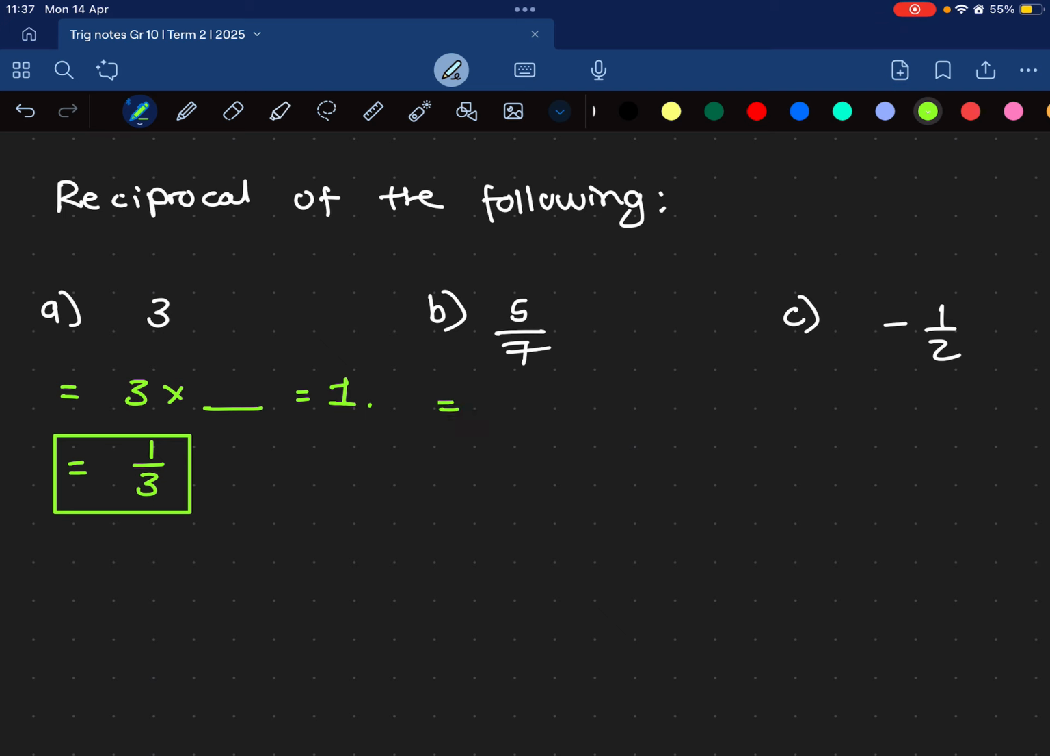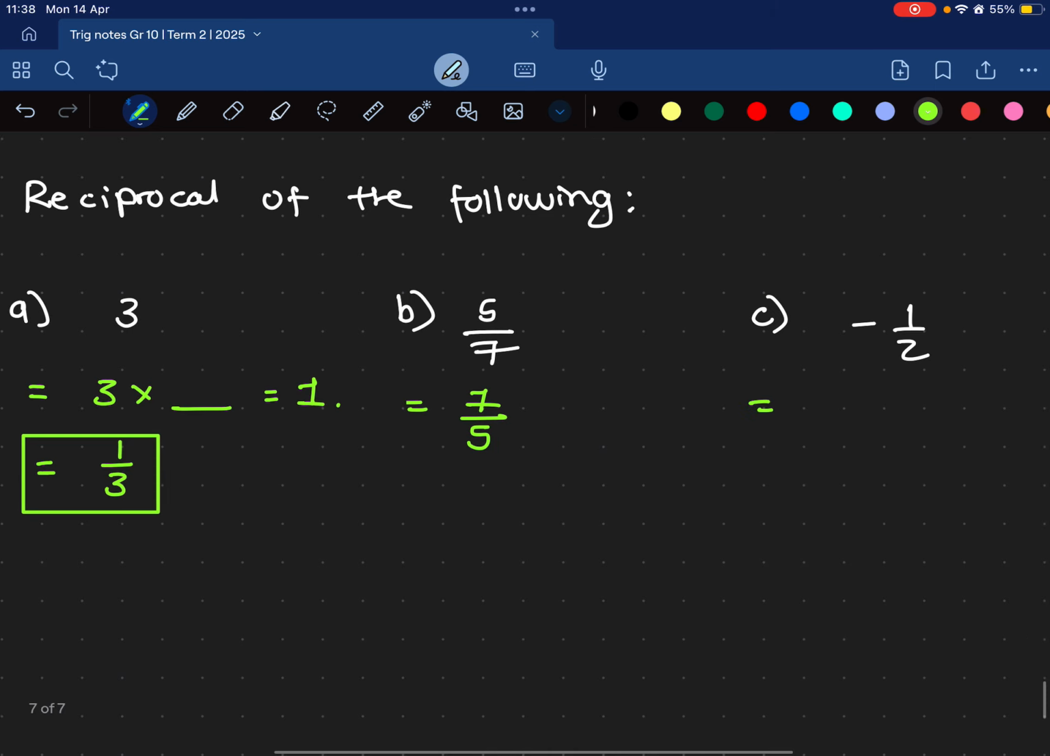If I look at B, 5/7, the number that you'll multiply it by in order to get 1 is going to be 7/5. And for C, the number that you're going to multiply it by will be negative, 2 negatives make a positive, 2/1, which is just -2.